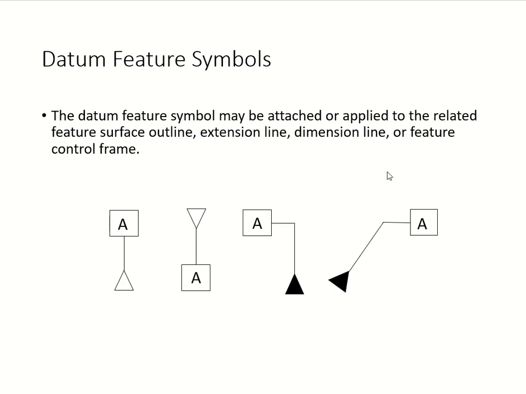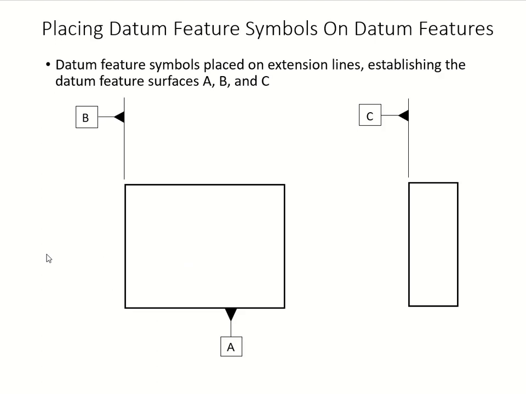Datum feature symbols right here. You can apply them to the related surface in this way. So related surfaces are here, here, here, and here. You can put it on a feature surface outline, extension line, dimension line, and also the feature control frame. So here is your datum feature symbol. Here we stick it on this surface, we stick it here on the extension line, and also here on an extension line. So we have our datum A, B, and C.